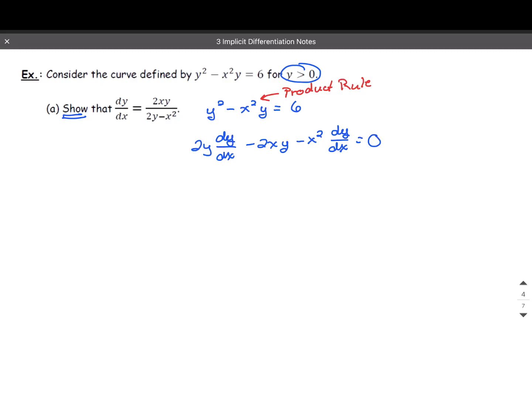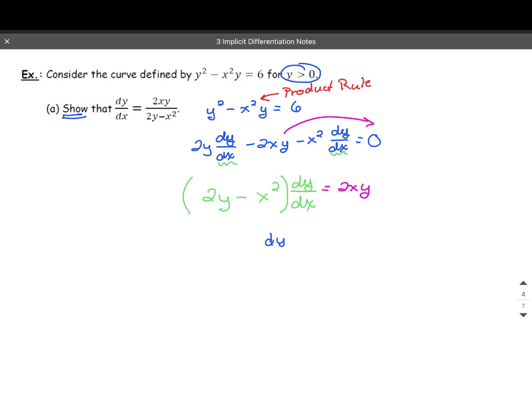Now, everything that has a dy/dx is staying, everything that doesn't is going over here. So this is going to be equal to 2xy. But not only that, I see that these two terms have a dy/dx, and if it's okay, I'm going to do this in one step. I have dy/dx times (2y minus x squared), and if you need two steps to do that, that's absolutely fine.